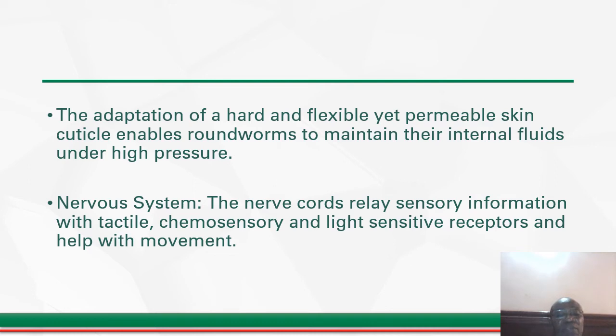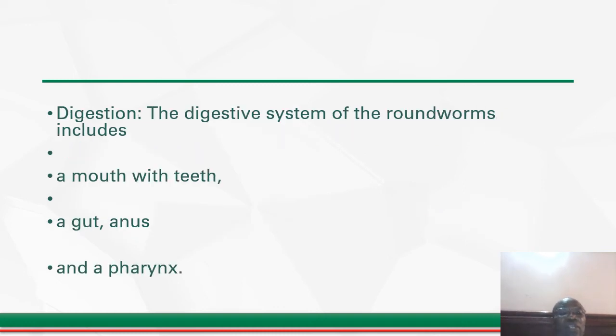Then the nervous system of them is one of the adaptive features. So the nerve cord relays sensory information, with tactile, chemosensory, and light sensitive receptors also found in the ascaris. And then this light sensitive receptor helps them in their movement toward light or away from light. They also have digestion, and the digestive system of the roundworm includes the mouth, with it you can imagine they have teeth, they have a gut, and they have an anus, and also they have a pharynx, just as we have in the higher animals.